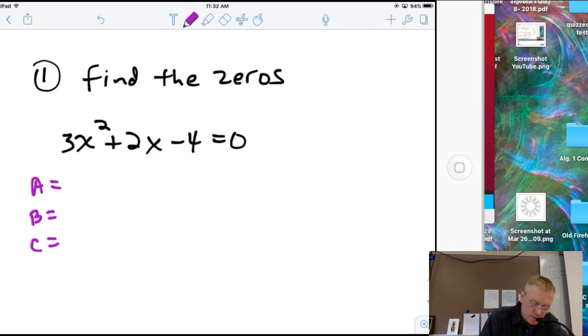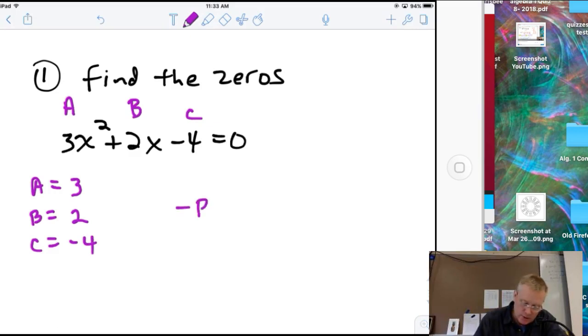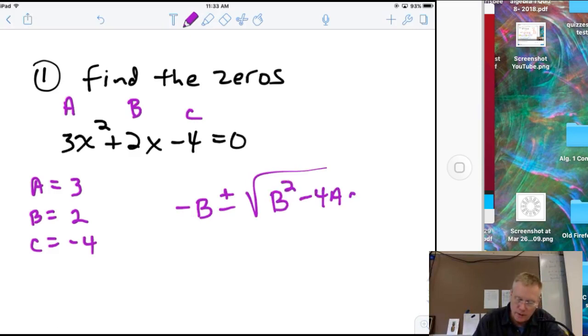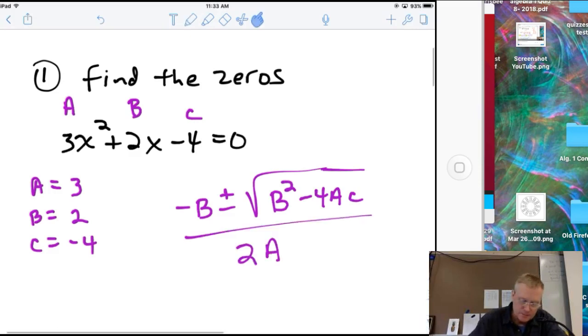A is what's in front of the x squared, which is the 3. B is what's in front of the x, which is 2, and C is the regular number, which in this case is negative 4. Okay, next I'm going to plug those numbers into the quadratic formula, which is this, negative b plus or minus the square root of b squared minus 4ac all over 2 times a.